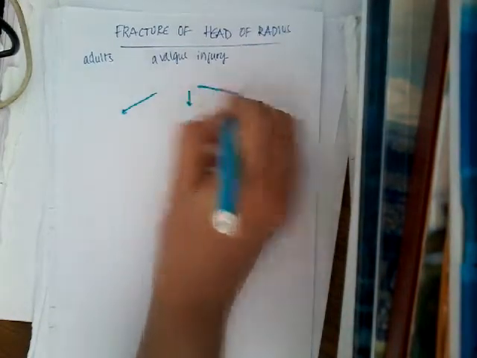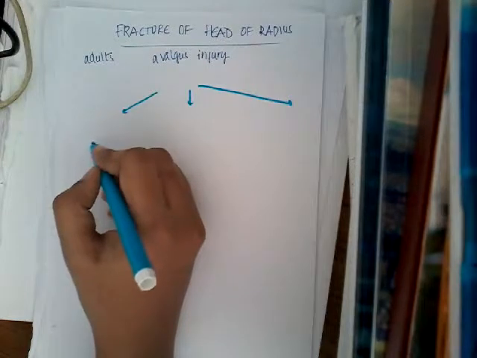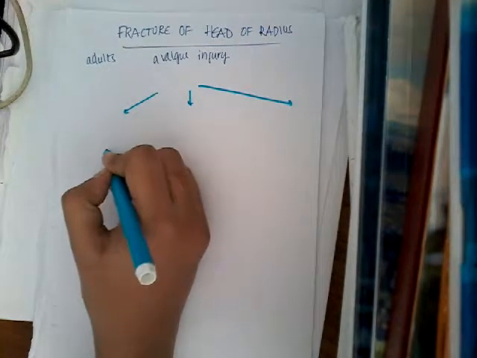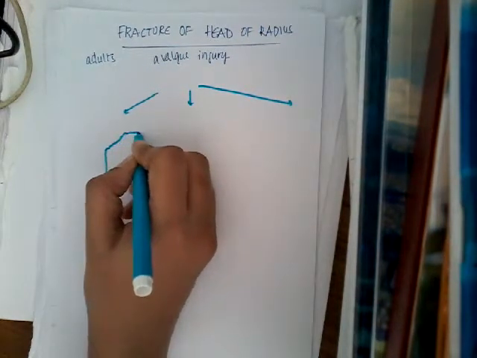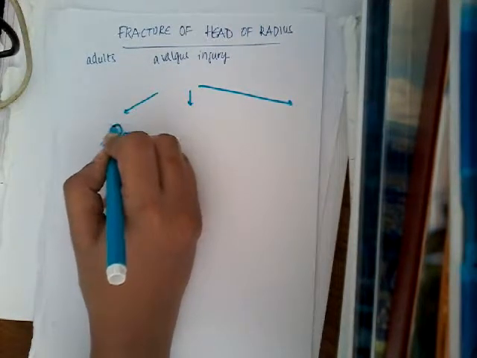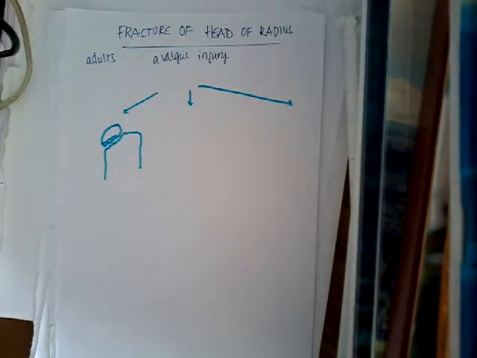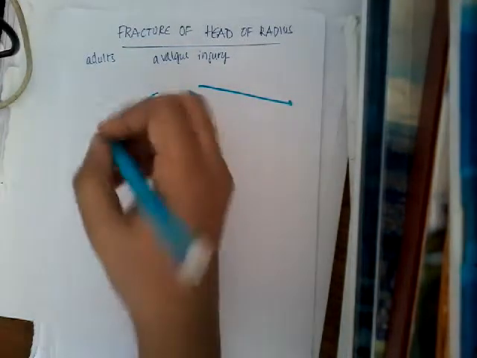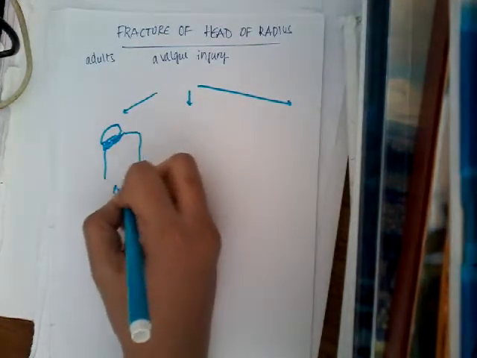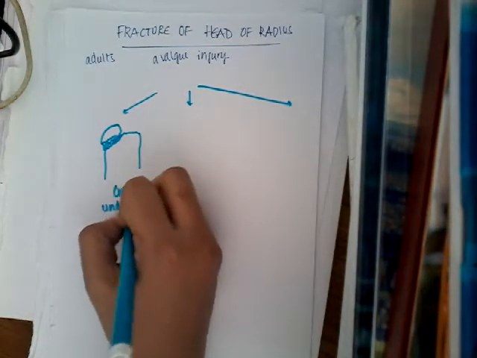It is of different types. Mainly it is of three types. In the first type there is just a crack. It can be in any place. It is not displaced, there is no displacement, nothing. That is type 1: presence of crack only, that is undisplaced.